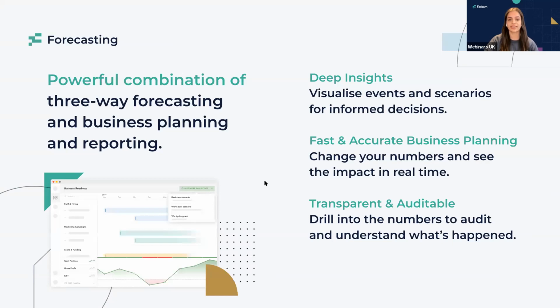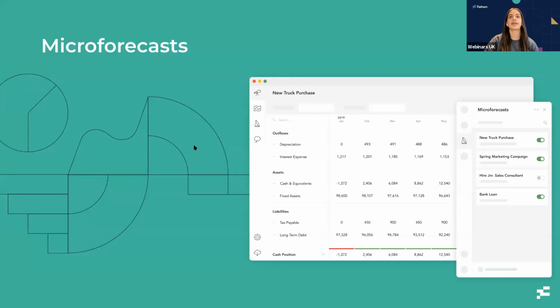Fathom forecasts 36 months into the future. It is transparent and auditable. You can do sensitivity analysis with our business roadmap for your clients through the use of micro forecasts and scenarios. Micro forecasts are what we call a self-contained set of P&L and balance sheet movements that will aggregate to your wider forecast. In simpler terms, these are one-off business events that you can layer on top of your main forecast.